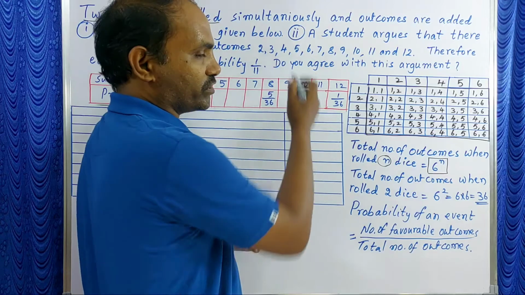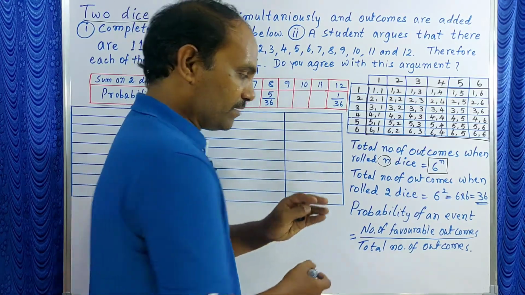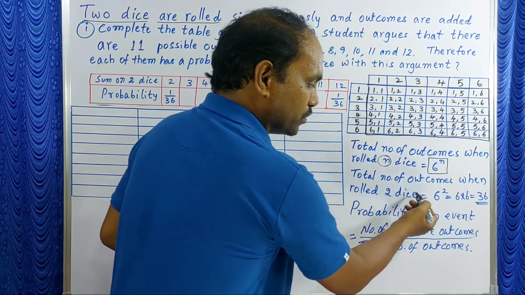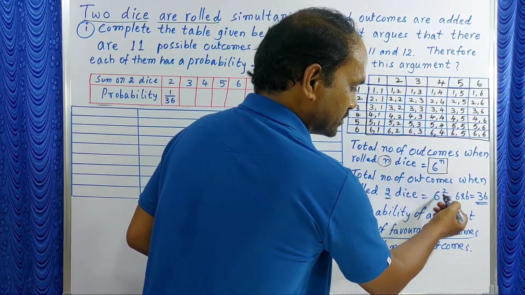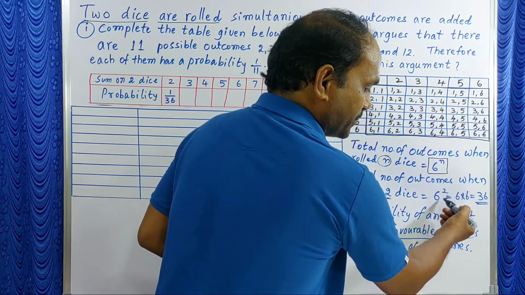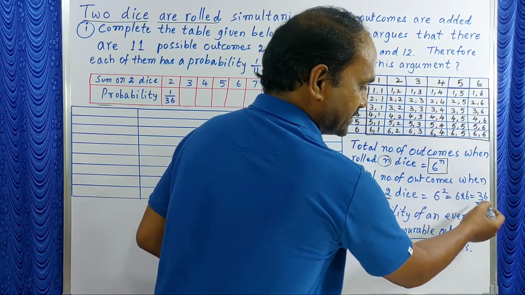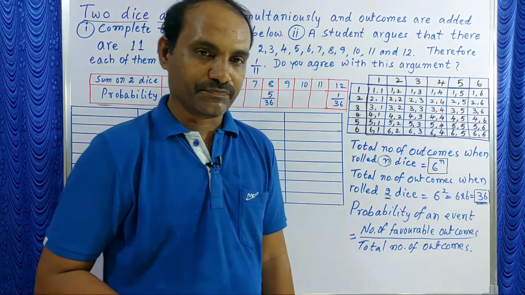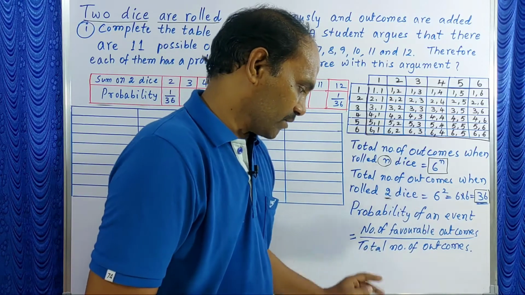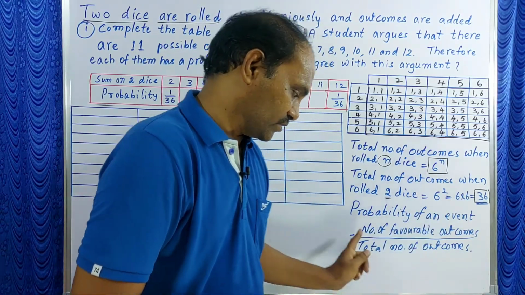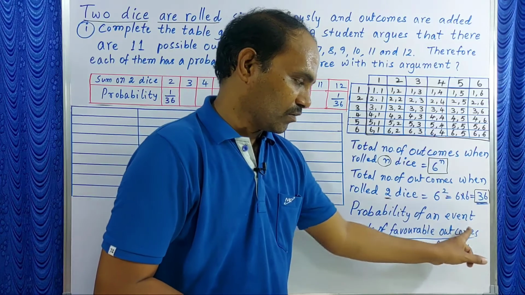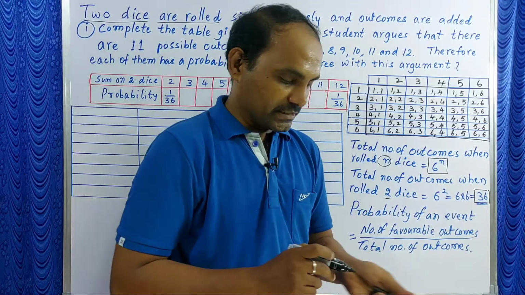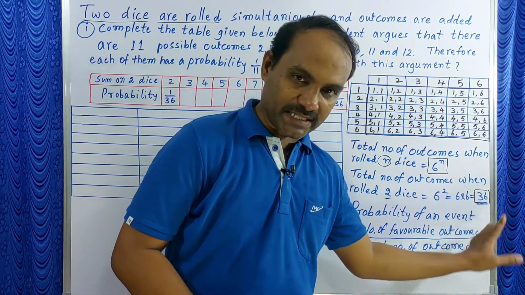So, in this question 2 dice are rolled at a time, that is why the total number of outcomes when rolled 2 dice is 6 power 2. 6 power 2 means 6 into 6, 36. Overall total outcomes 36. We already know the probability formula: probability of an event is equal to number of favorable outcomes by total number of outcomes. Yes, total number of outcomes 36.